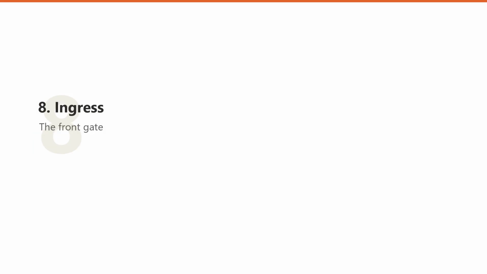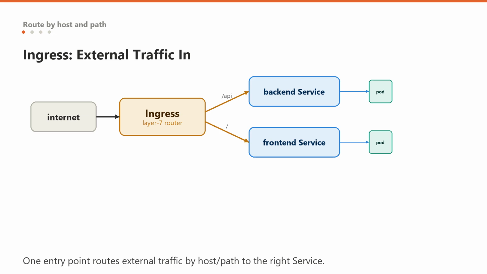Concept 8: Ingress. One last piece: how does traffic from the outside internet actually get in? A service is reachable inside the cluster, but exposing every service to the world is messy. Instead, you use an Ingress. An Ingress is a smart entry point, a layer 7 router that sits at the edge of the cluster. It takes all incoming HTTP traffic and routes it, by hostname or URL path, to the right internal service.